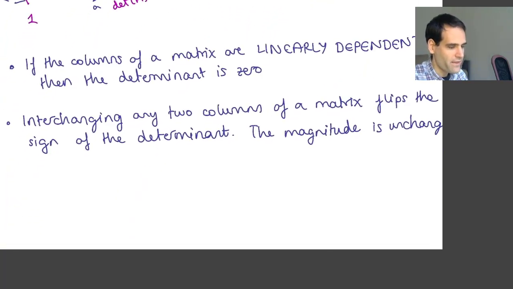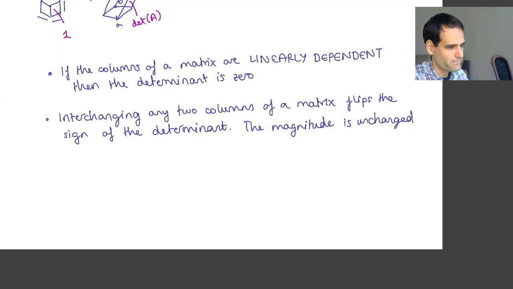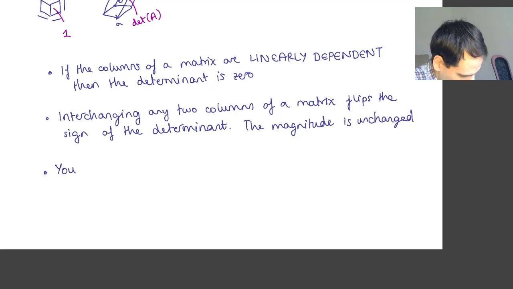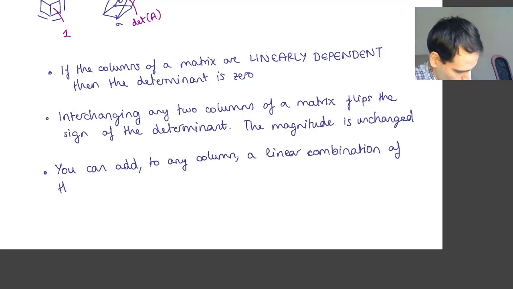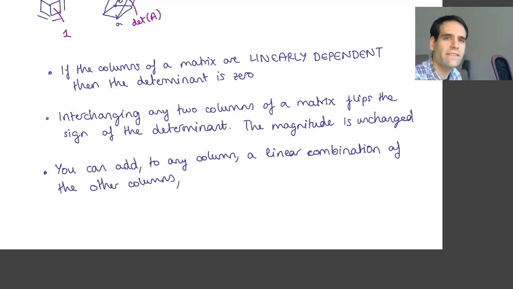Okay, and then the third very important property. Let me first write it and then I explain it. You can add to any column a linear combination of the other columns, and the determinant is unchanged.